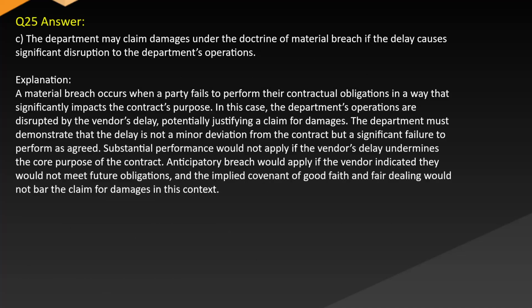Answer: C. The department may claim damages under the doctrine of material breach if the delay causes significant disruption to the department's operations. Explanation: Material breach occurs when a party fails to perform their contractual obligations in a way that significantly impacts the contract's purpose. In this case, the department's operations are disrupted by the vendor's delay, potentially justifying a claim for damages. The department must demonstrate that the delay is not a minor deviation from the contract, but a significant failure to perform as agreed. Substantial performance would not apply if the vendor's delay undermines the core purpose of the contract.